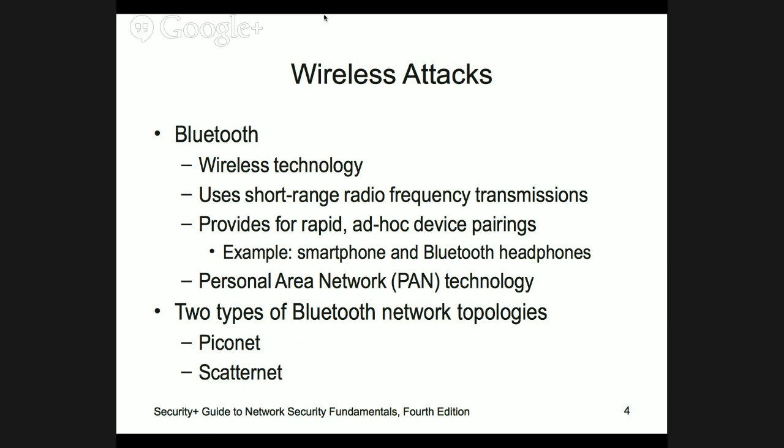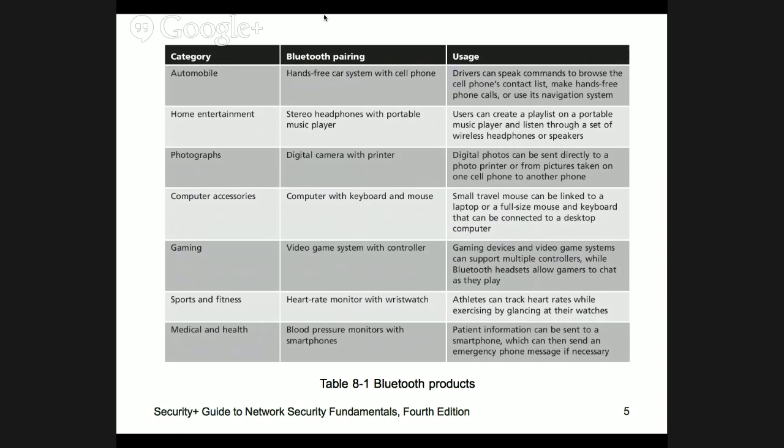And so what it is, it's a short-range radio frequency that provides rapid ad hoc device pairing for smartphones, Bluetooth headsets, headphones. And the network is actually called a PAN, Personal Area Network. There are two types of Bluetooth network topologies: Piconet and Scatternet. And here are some examples of Bluetooth products and some of their usage.